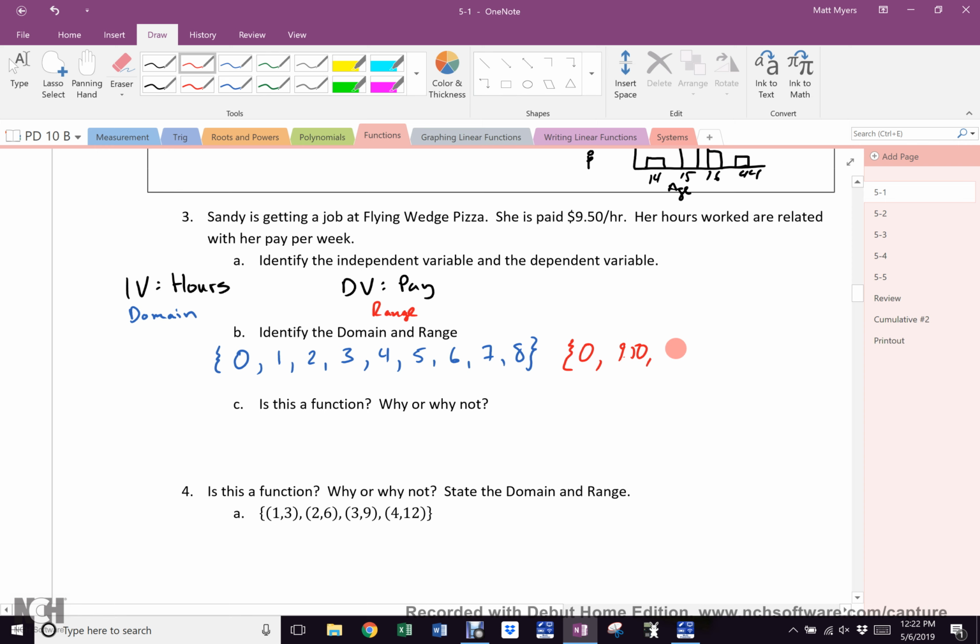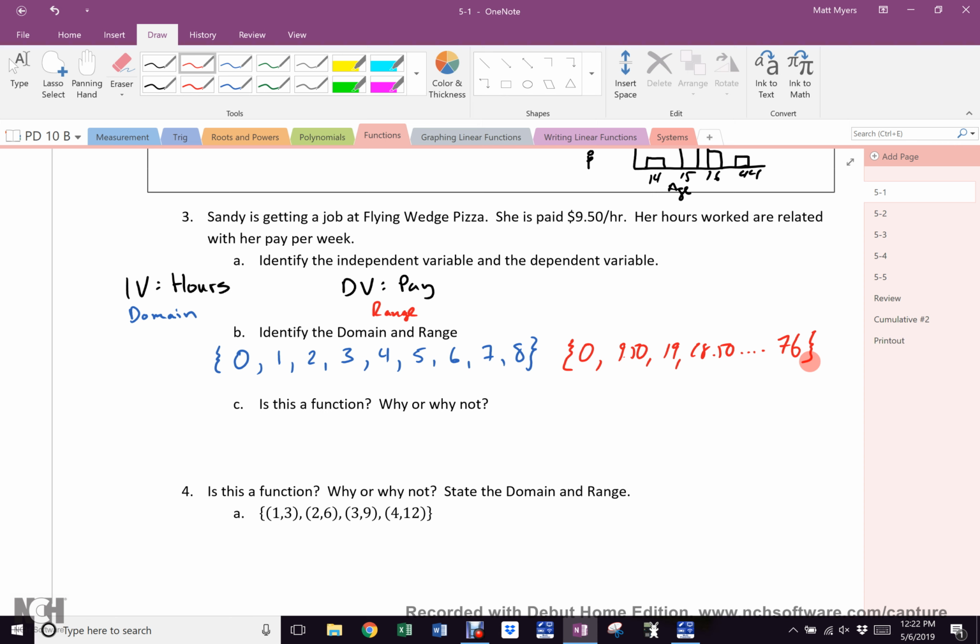$9.50. Then what? $19. Then what? $28.50. And so on and so on. I'm going to run out of room. Up to a total of 8 times $9.50 is $76. Yes? Yes. Everybody cool?